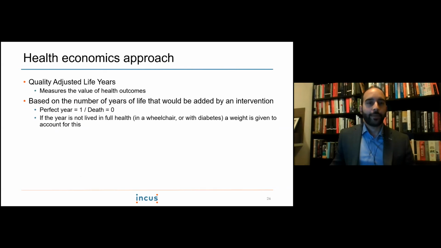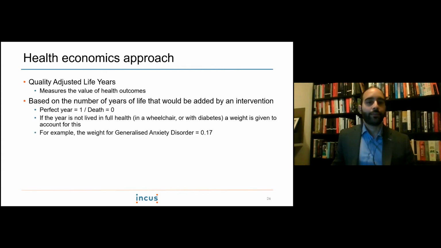The last technique I'll mention, because I'm going to use it in an example I'll give you in a second, is the idea of quality adjusted life years. This is quite commonly used in health economics and in any proposals that are likely to save lives, for example, changes to roads or road safety initiatives. The way it works is that it's based on the number of years of life that would be added by an intervention. A perfect year equals 1, death equals 0, and then everything is in between. If a year isn't lived in full health, a weight is given to account for that.